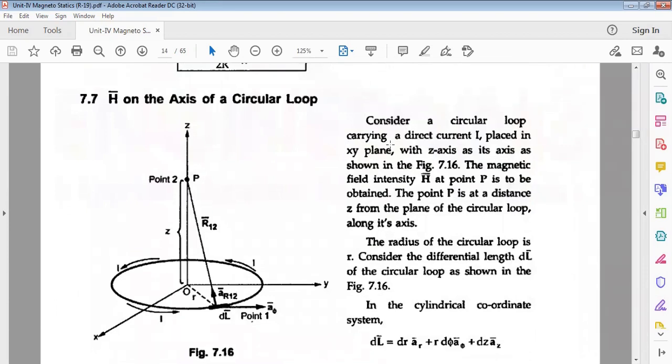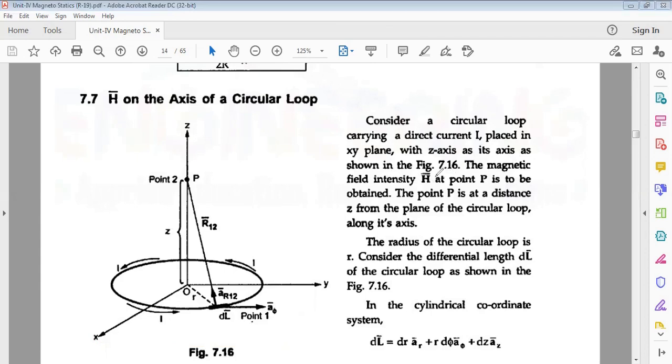So consider a circular loop carrying a direct current I. It's a conductor carrying a direct current I, placed in the XY plane with the Z axis as its axis, as shown in the figure. Z is the axis in the center here. This is the XY plane, my dear students. The circular loop is placed on the XY plane with the Z axis as its axis.